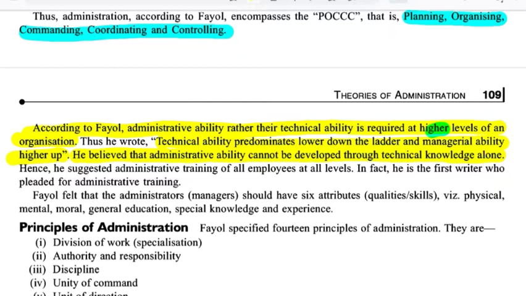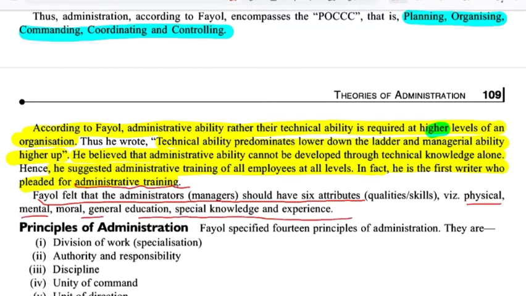He suggested administrative training for all employees at all levels. In fact, he is the first writer who pleaded for administrative training. Fayol felt that administrators should have six attributes or qualities: physical, mental, moral, general education, special knowledge and experience. An administrator should have these six qualities so that he can manage the administration in a very effective and efficient manner.